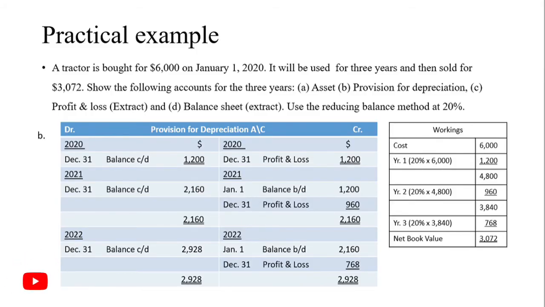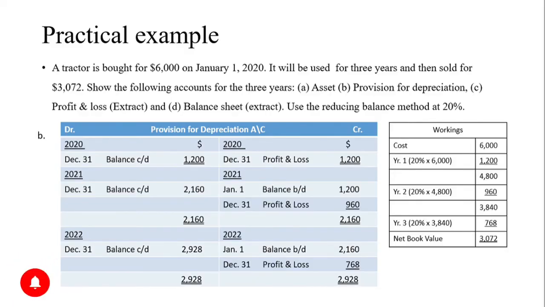Now, I want you to pay keen attention to this. Dates are important, so you'll realize that I have my dates in here. Depreciation is calculated at the end of the period. Therefore, you will see for December 31, 2020, it's on the credit side because the provision for depreciation account carries a credit balance. Therefore, to increase it, we would make a credit entry.